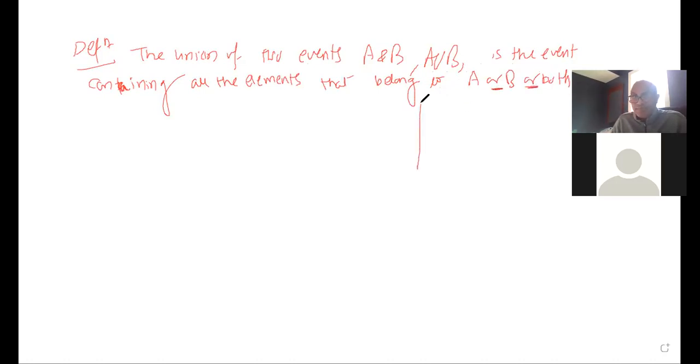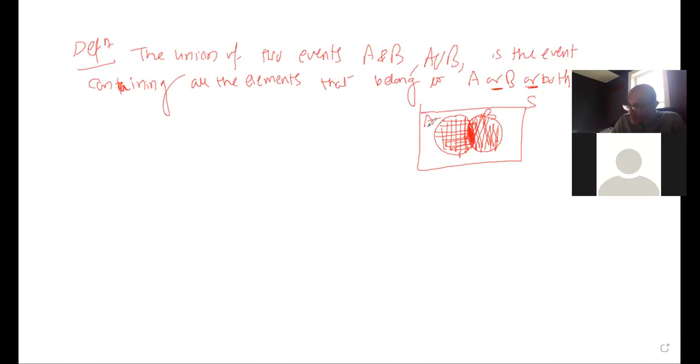So it is in A, which means this one, or it is in B, which is this one. So A or B means once you count this A, you don't have to count the same portion for B. So A or B or both: A is this part, B is this part, and both means this part. That means we are counting each and every element of A and B, the common portion just once.